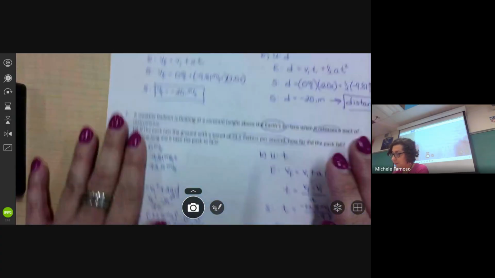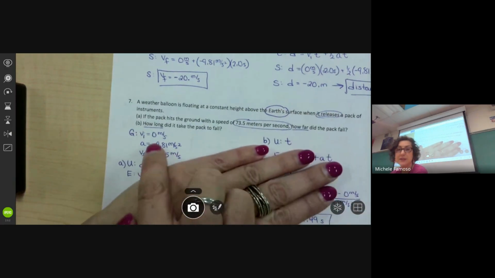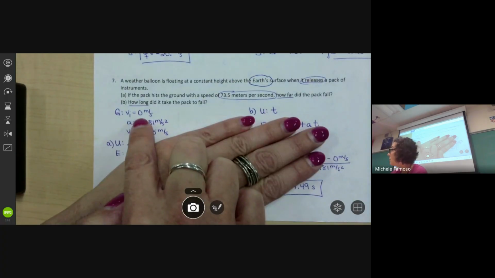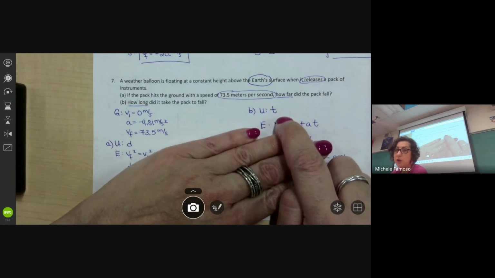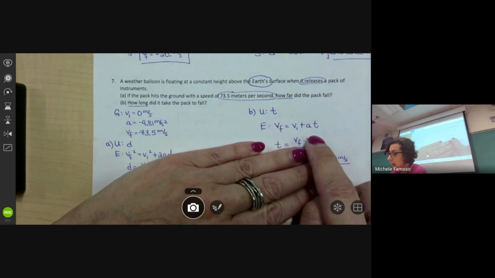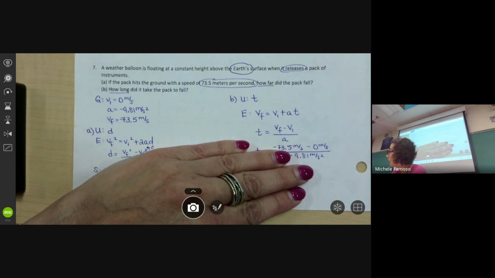Any of those you want me to go over, Miriam? Both parts? The second part. Okay, so you should have listed for your givens the VI of 0, the A of negative 9.81 meters per second squared, and the VF of negative 73.5 meters per second. In part B, you're looking for the time. I picked VF equals VI plus AT to do that.